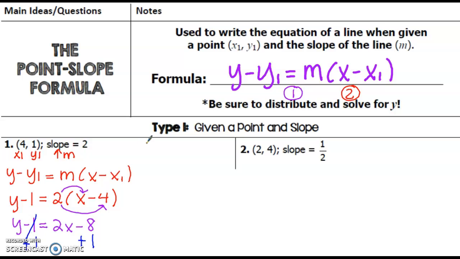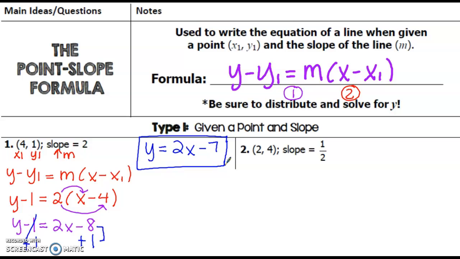So now we are left with y is equal to, I cannot subtract 1 from 2x because they're not like terms. So I'm going to leave 2x by itself. And then I'm going to subtract, or to my negative 8, I'm going to add 1. So negative 8 plus 1, that is actually a negative 7. And we are done. 2 steps completed. We have our equation.